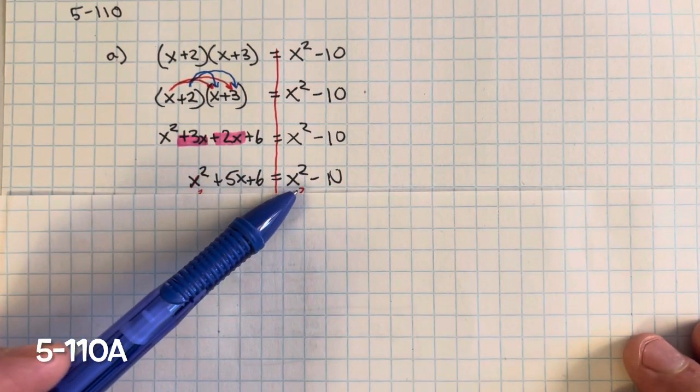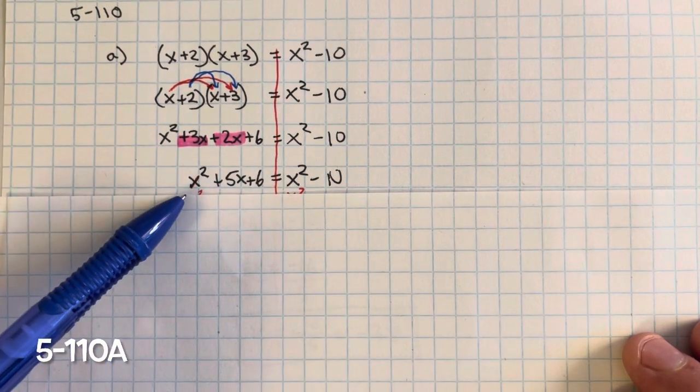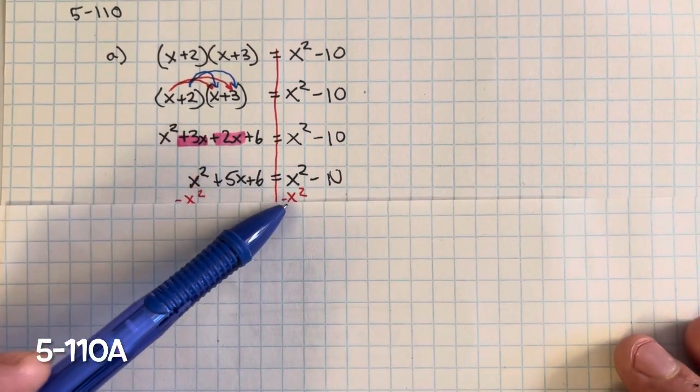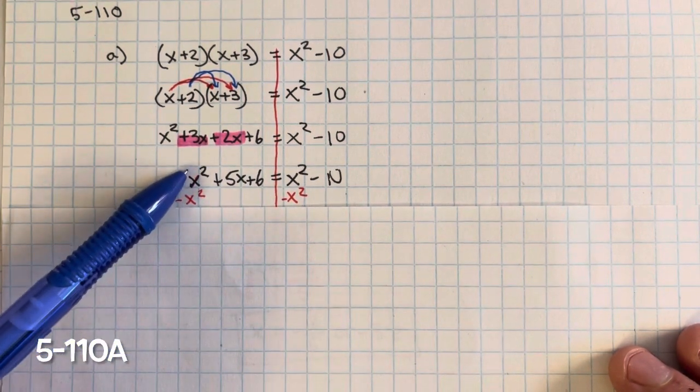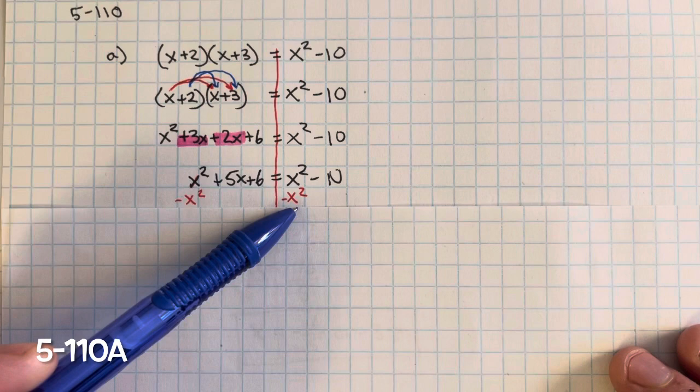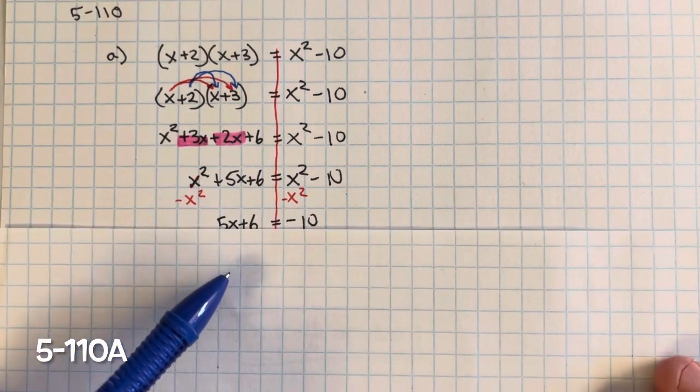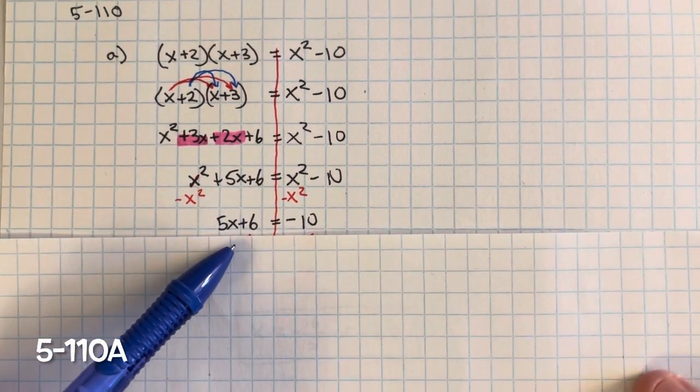And now we want to get the x squares to one side. So we're going to subtract x squared from both sides. And these end up being both 0 pairs. So now we're left with 5x plus 6 equals negative 10.